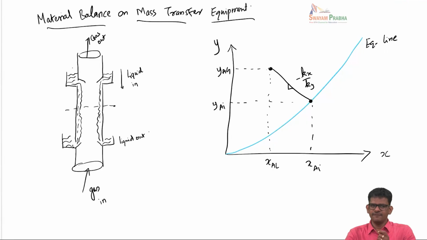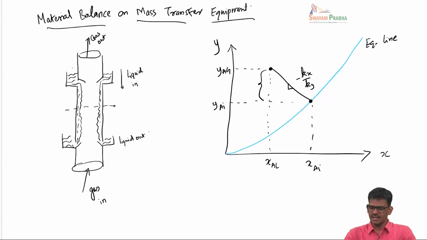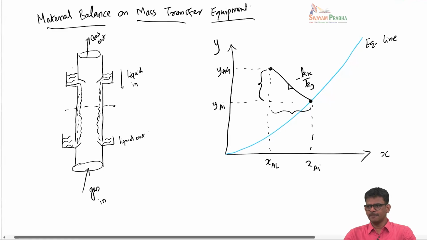So the interfacial concentration can be located on the equilibrium line. Basically there is a driving force for mass transfer in the gas phase equivalent to YAG minus YI. That's the driving force for the gas phase mass transfer, whereas this XAL minus XAI is the driving force for the liquid phase mass transfer.